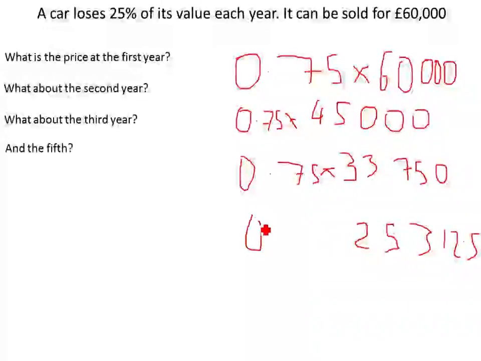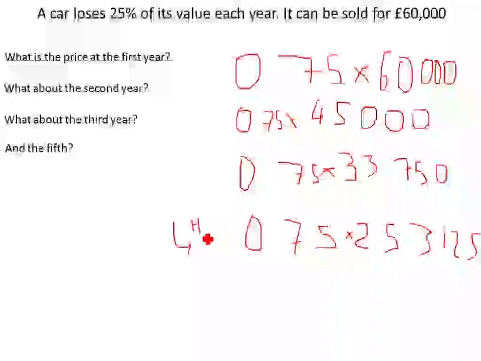Then after the fifth, another 0.75. And then another. But why are we doing all this long method? Well, we know that 25,312.5 is the third year, because this is the fourth year. The third year times another 0.75. And we know that the third year is just the second year times another 0.75. And the second year is the first year times another 0.75.